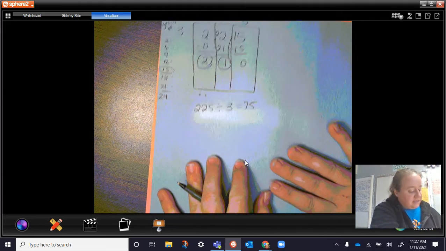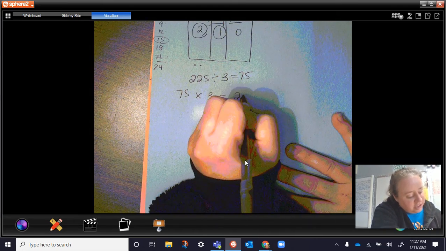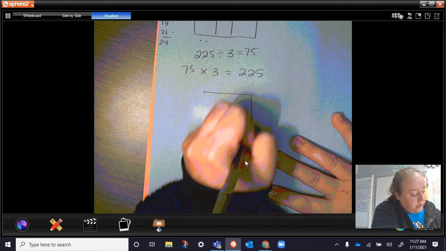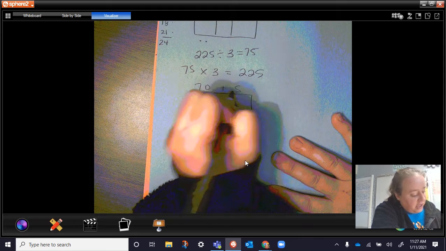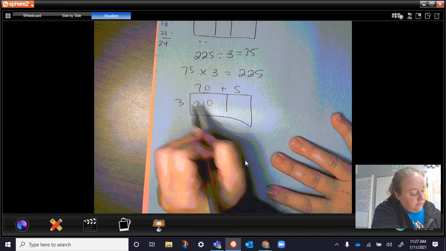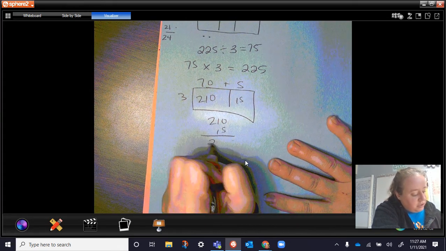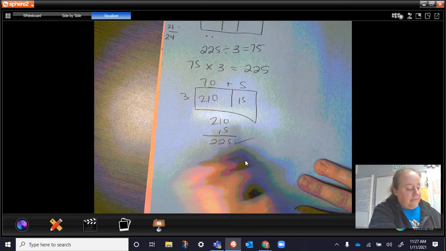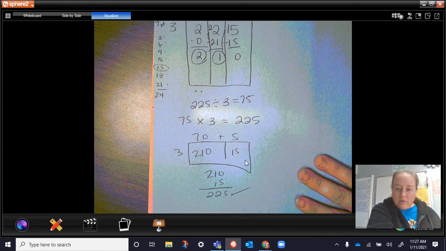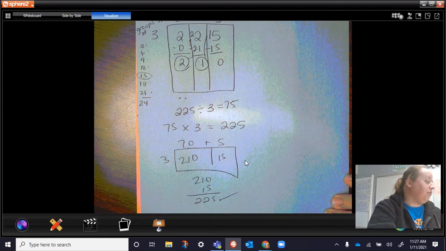And the way that I can check myself is I can take 75, multiply it by 3, and it should give me 225. So I'm going to do my box, 70 plus 5 times 3. 7 times 3 is 21 with 1 zero. 5 times 3 is 15. 210 plus 15 is my 225, so check. That matches, so I know I divided correctly. Okay, so we started off with just the algorithm. Then we went to a word problem.